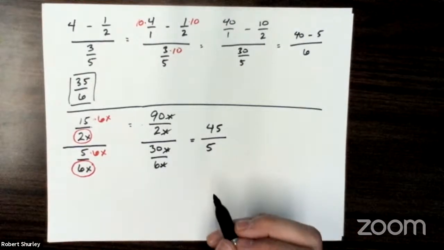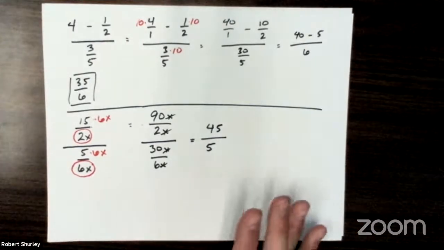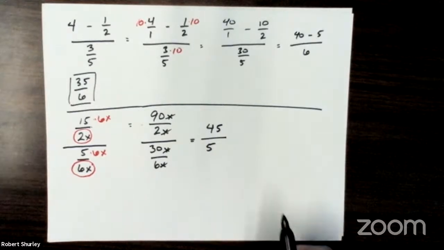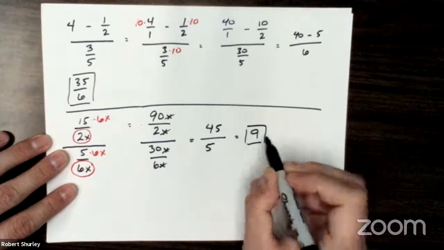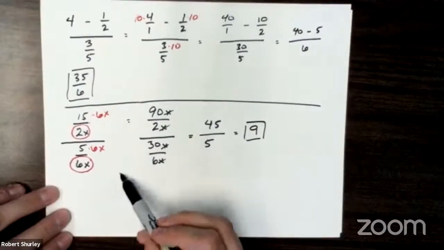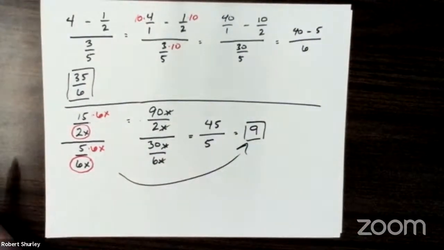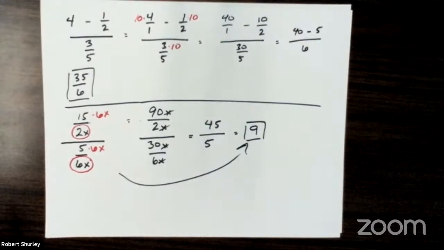So for this one, we are left with numbers. Now, we're not always left with a number. The next example might not have that. But 45 divided by 5 just leaves you with 9. So this monstrosity turned into 9. That's pretty cool.